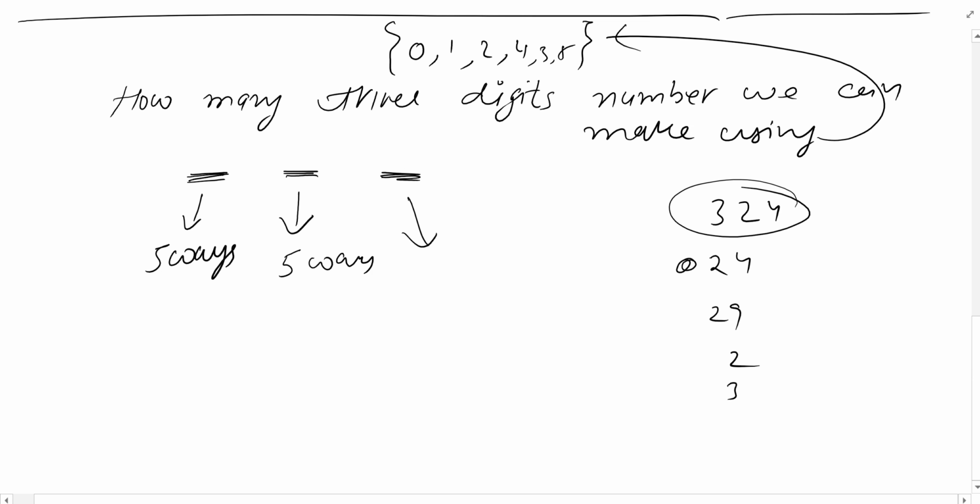The third position, 4. So you should be clear about all these things, the logic. So now we multiply them: 5 times 5 times 4. So 20 times 4 is 80 ways. So we have 80 numbers made out of those digits, and they are 3-digit numbers. So we can make 80 three-digit numbers using this set.